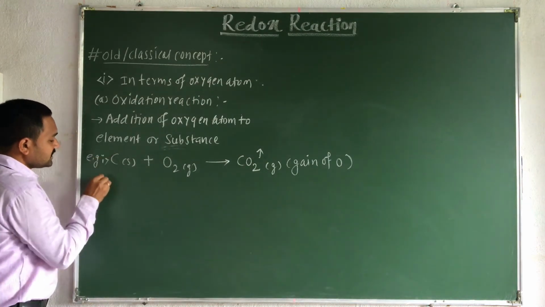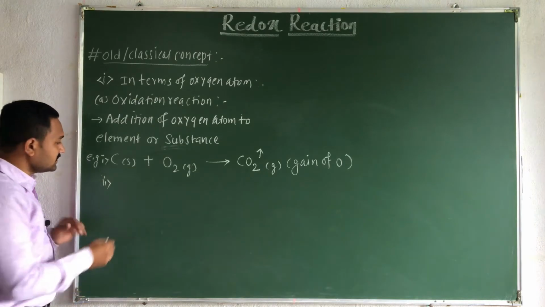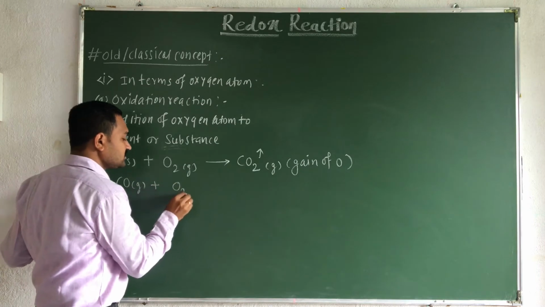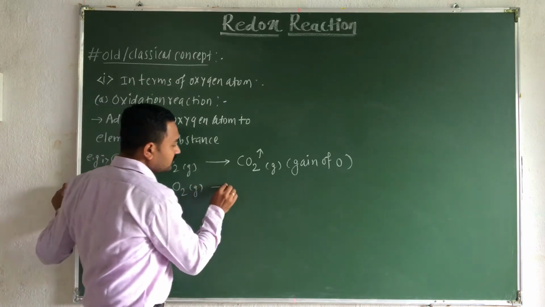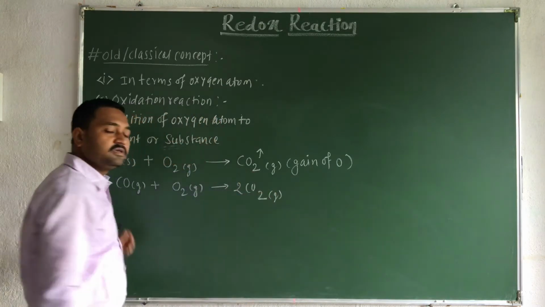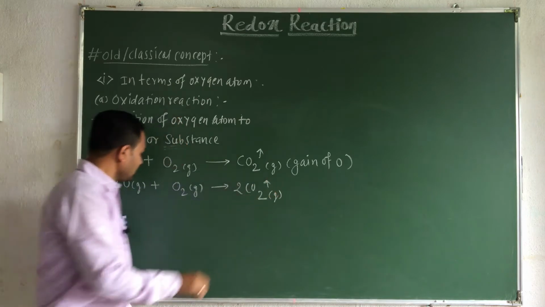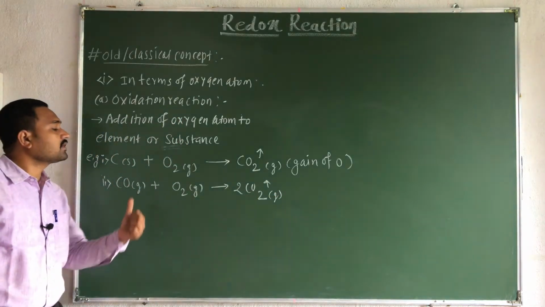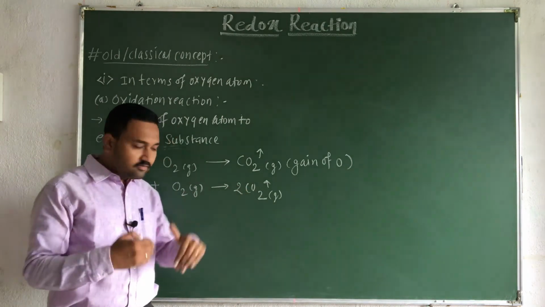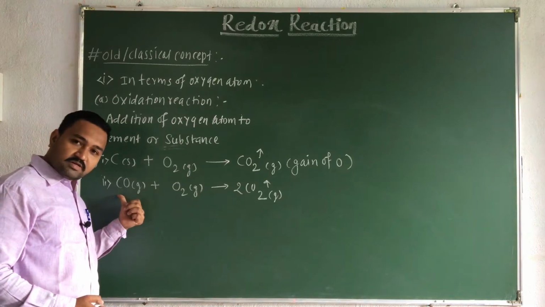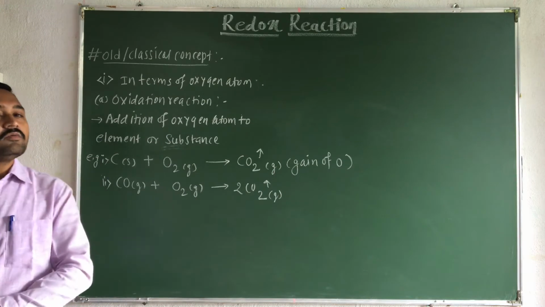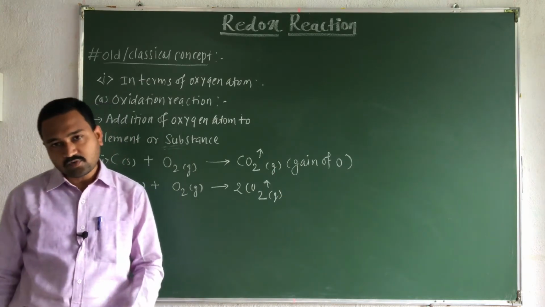Now consider the second example. Carbon monoxide combined with oxygen gas gives two molecules of carbon dioxide. Here again the same thing happens. The carbon monoxide molecule combined with oxygen gas, as there is a gain of oxygen atom by the carbon monoxide molecule, so there is the formation of carbon dioxide, and obviously there is a gain of oxygen atom, hence this process is known as an oxidation process.